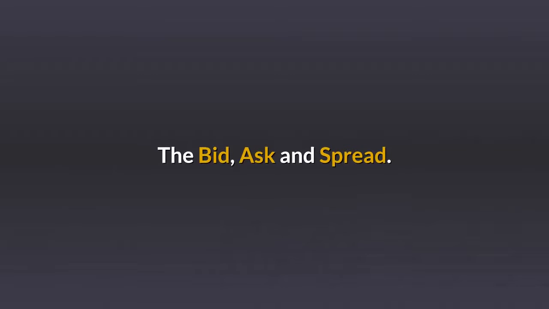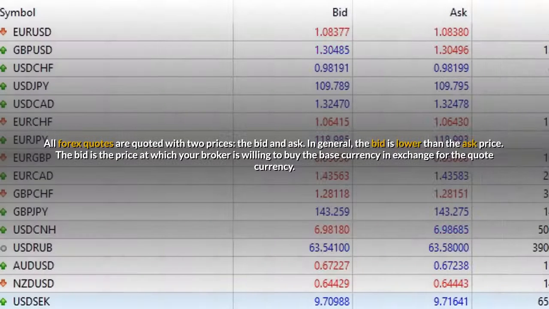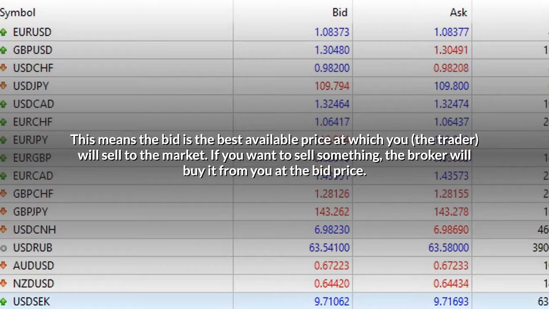The bid, ask and spread. All Forex quotes are quoted with two prices, the bid and ask. In general, the bid is lower than the ask price. The bid is the price at which your broker is willing to buy the base currency in exchange for the quote currency. This means the bid is the best available price at which you, the trader, will sell to the market. If you want to sell something, the broker will buy it from you at the bid price.